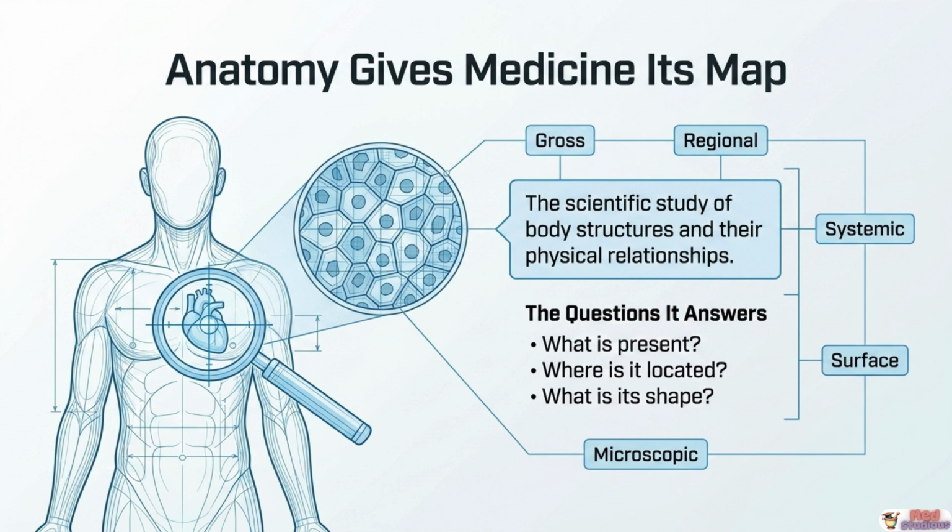It allows a surgeon to avoid a nerve, a radiologist to localize a lesion, and a clinician to predict which functions may be affected when a particular structure is injured.